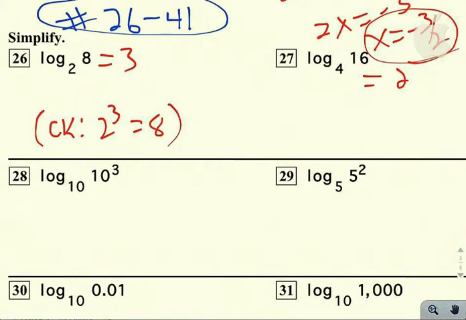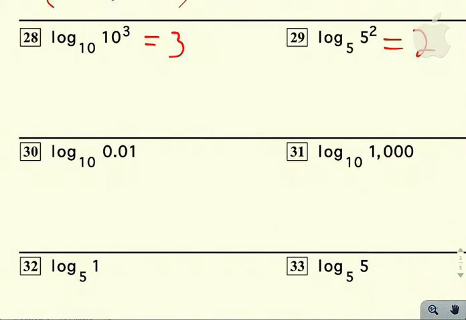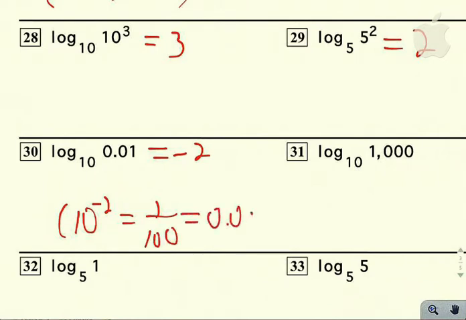Number 28. 10 to what exponent is 10 cubed? It's 3. 29. 5 to what exponent is 5 squared? 2. 30. 10 to what exponent is 0.01? That'd be negative 2. Here's your check. 10 to the negative 2 is 1 over 100, or 1 over 10 squared, which is 0.01.